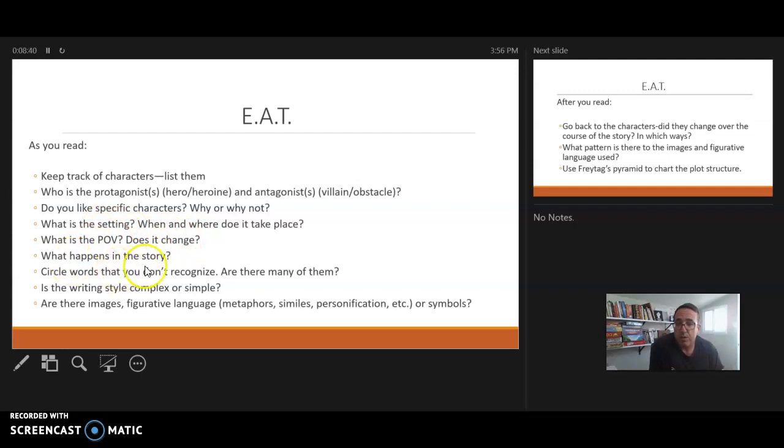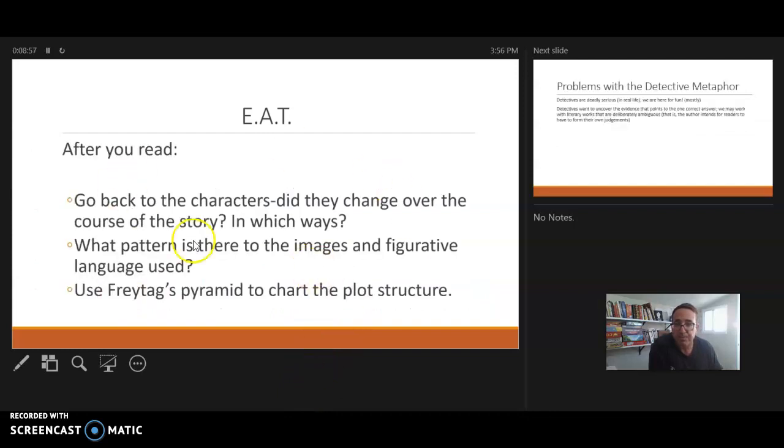Setting, point of view, the plot, circling words you don't recognize, looking them up, looking at the writing style. Is it simple, complex, conversational? Are there images, figurative language, or symbols? Right? And this is what we were doing with that poem we just looked at, looking for those metaphors. After you read, right? So engage in reading before, during, and after. Did the characters change over the course of the story? In which ways? This is true for narrative poetry and plays as well. What pattern is there to the images and figurative language used? And then Freytag's pyramid, which I'll look at in a different lecture, to think about plot structure.